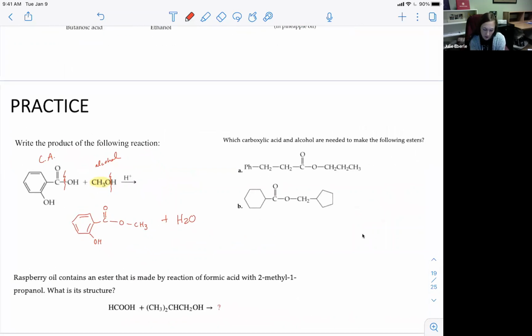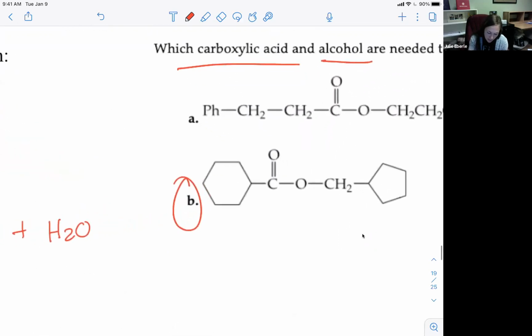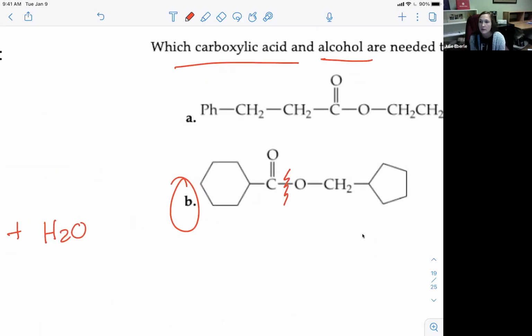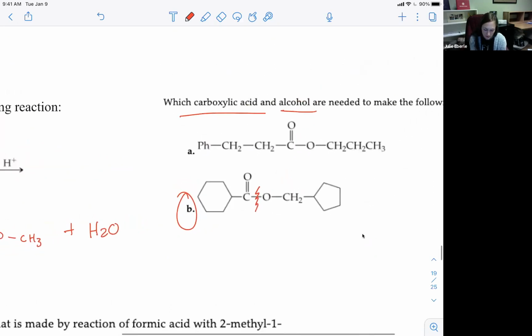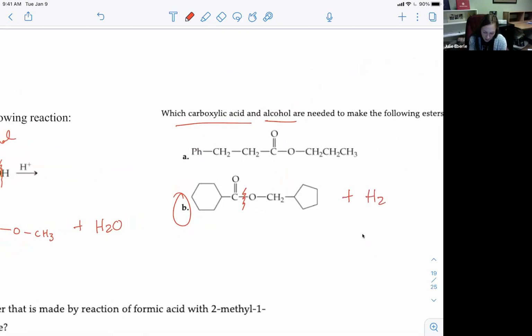A really, really good challenge problem. We're going to do B right here. We're going to work in reverse now. You're given the ester. I want you to break it apart and write the initial reactants. Which carboxylic acid and which alcohol are needed to make the following esters? So you already have the product. Break it apart and write your initial reactants. I'll give you one hint. The bond that you need to break is right here, in case you're confused. And you're adding water back onto this.